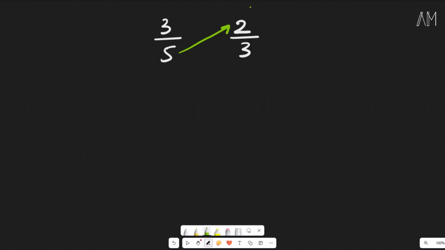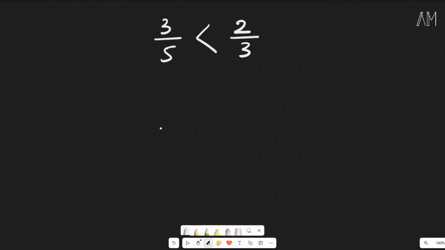So 5 times 2, I will put 10 right here, and 3 times 3, and I will put 9 right here. And since here the 10 is greater than 9, that means the fraction where the 10 is on its side is greater. So simply I can say that 2 over 3 is greater than 3 over 5.